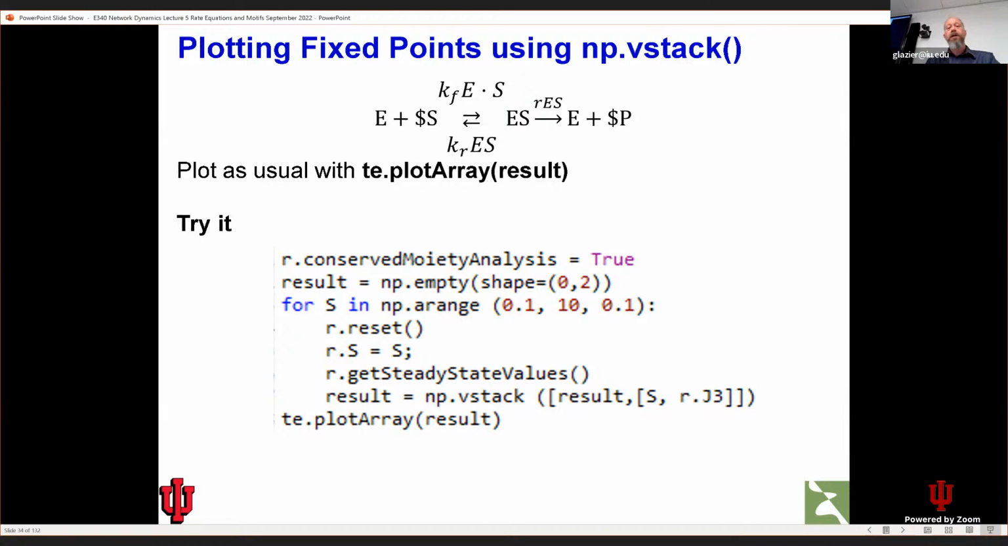As I say, that conserved moiety analysis equals true shouldn't be necessary. Get steady state value should work. If it doesn't, just do a r.simulate for a long time, and that'll give you the same result. It may run a little slow. And if you've got it working and you're waiting for your classmates, you could try doing it with a different parameter. For example, you could scan the amount of enzyme instead of the amount of substrate. Or you could try changing one of the K values and doing the same thing.